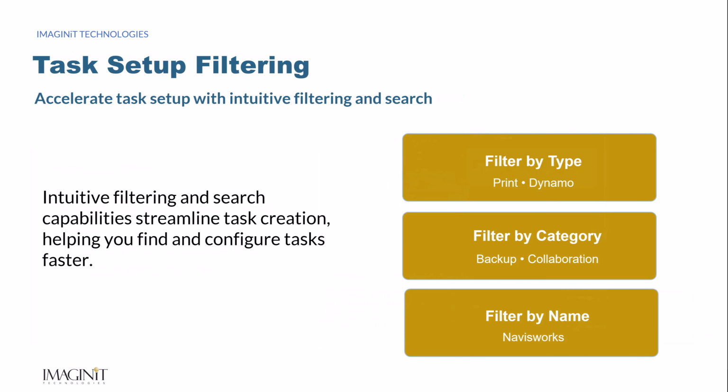As Clarity grows, so does the number of available tasks you manage. With your own customized tasks, like Dynamo, this can make this list even longer. So to make setup easier, we've added filtering during the task setup process. You can filter by type, category, or name, so finding what you need is quick and it's painless.